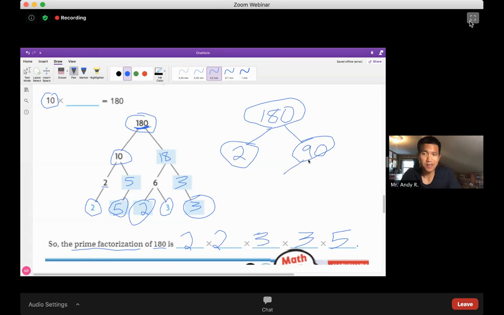And then 90 can be divided as, well, 9 times 10 is 90, so 9 and 10. And then factor more. 9 can be broken down to 3 times 3. And those are prime numbers, so those are done too. And then 10 can be broken down to 5 and 2. And those are prime numbers. So we got it. 2 times 2 times 3 times 3 times 5.